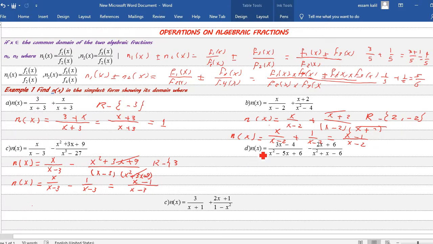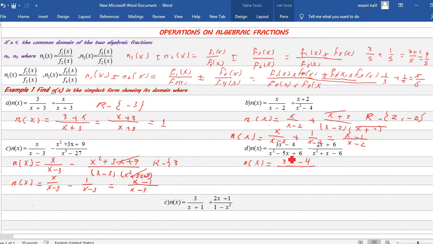Letter D, n of x equal 3x minus 4 over x power 2 minus 5x plus 6 minus 2x plus 6 over x power 2 plus x minus 6. First make the factorization of the numerator and denominator. n of x equal 3x minus 4 does not exist the common factors between the terms.